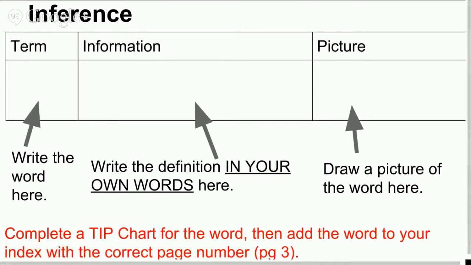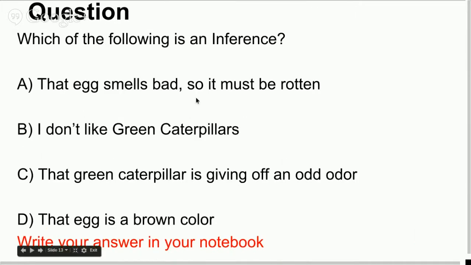Make a tip chart for this word and then add it to your index. Go ahead and pause it. Which of the following is an inference? Write your answer in your notebook. A, that egg smells bad, so it must be rotten. B, I don't like green caterpillars. C, that green caterpillar is giving off an odd odor. Or D, that egg is a brown color. Go ahead and write it in your notebook. Go ahead and pause it.